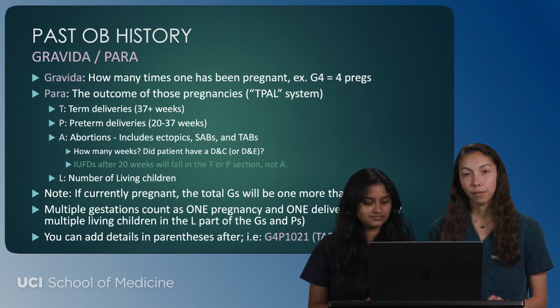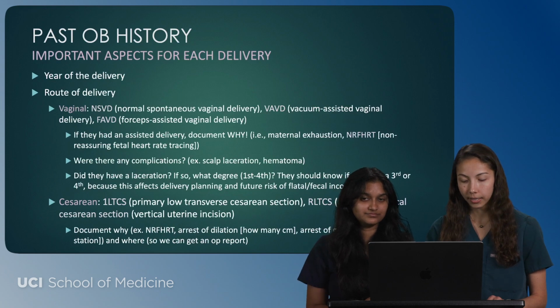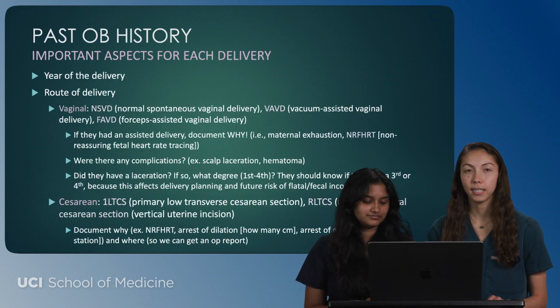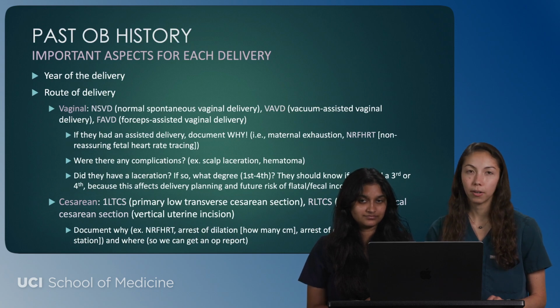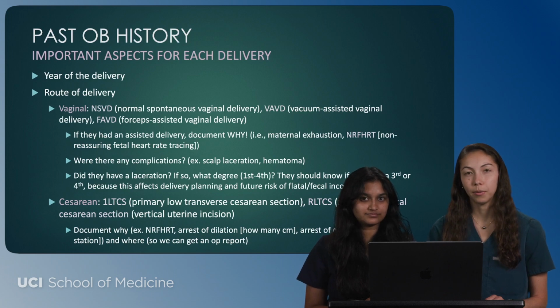Now, going into more of the OB history, once you've figured out how many times someone has been pregnant, it's important to really ask about the details of each delivery. So you want to know the year of the delivery, the route of the delivery, was it a vaginal delivery or was it a C-section? And I think the most common acronym that I was hearing was NSVD, which is normal spontaneous vaginal delivery.